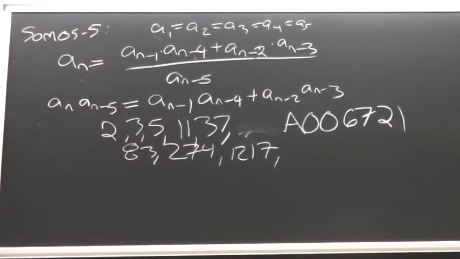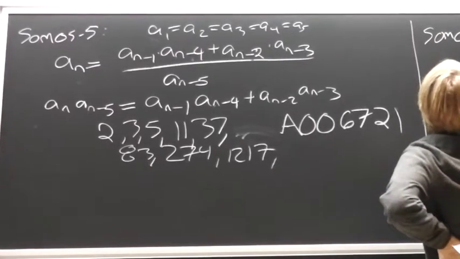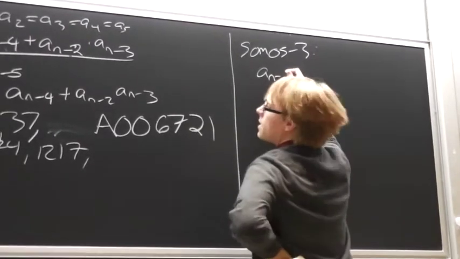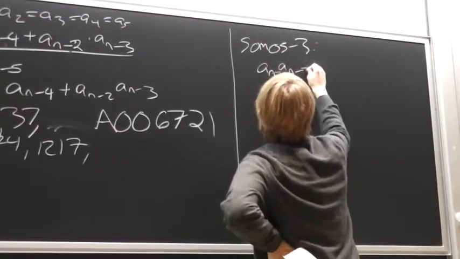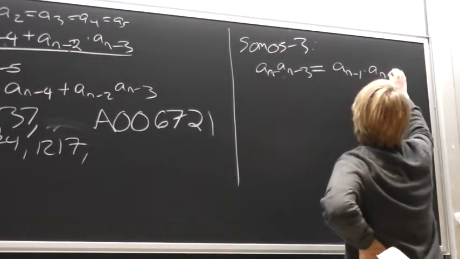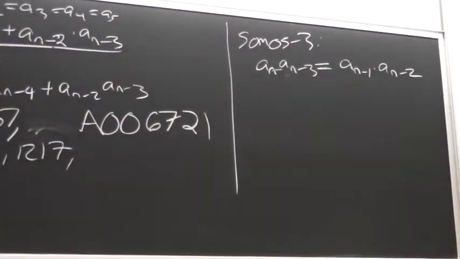K equals 3, no, it's kind of see at the bottom, right? Oh, k equals 3 is a kind of stupid case. Let's see what Somos 3 would be. So you get a sub n times a sub n minus 3 is a sub n minus 1 times a sub n minus 2. Okay, start out with all ones, you're going to get all ones, so nothing much going on there.